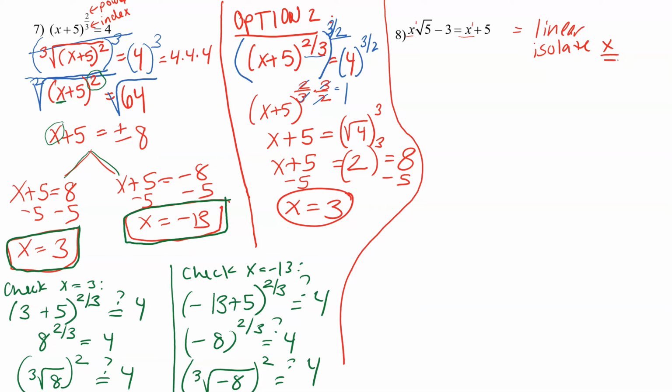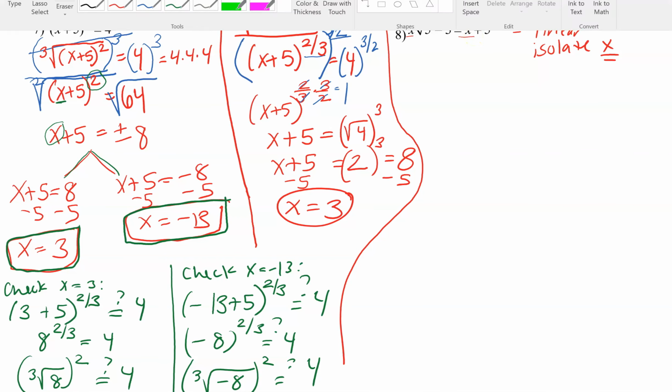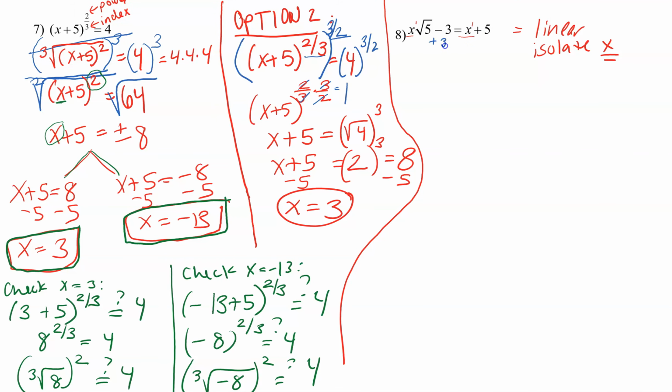So don't let that GRE fool you. Don't let that SAT fool you. If the x is not under a square root sign, just isolate it. So what I'm going to do first is combine the 3 with the 5. So I'll add 3 to both sides. And then I get x times the square root of 5 on the left equals x plus 8 now on the right.